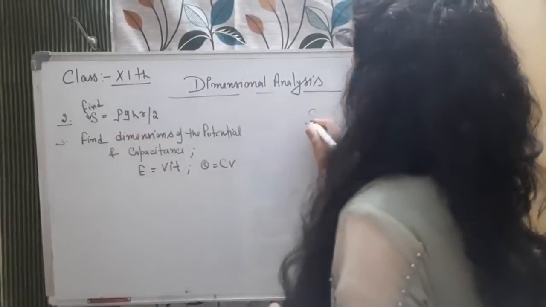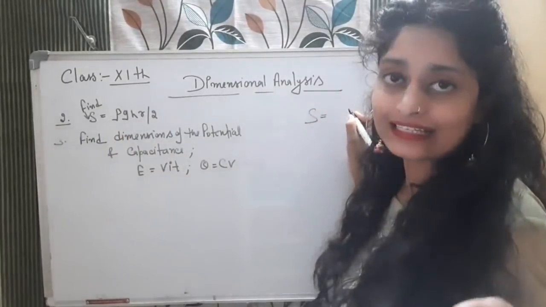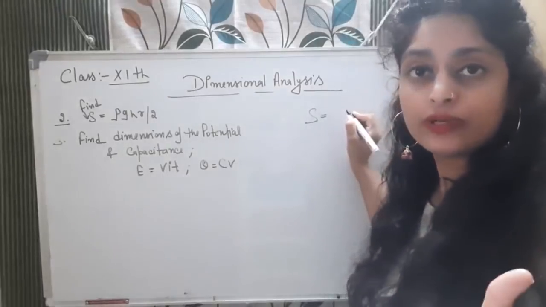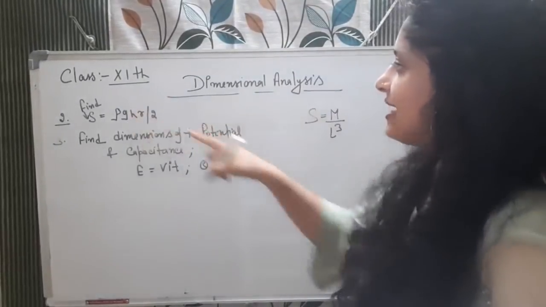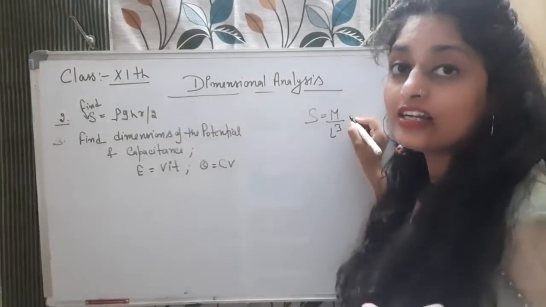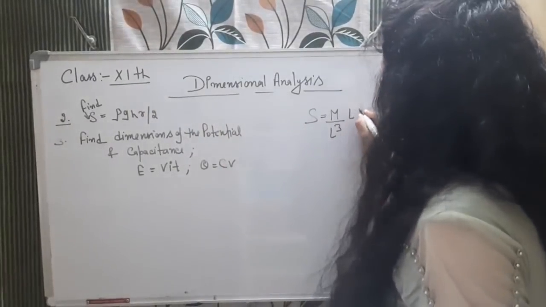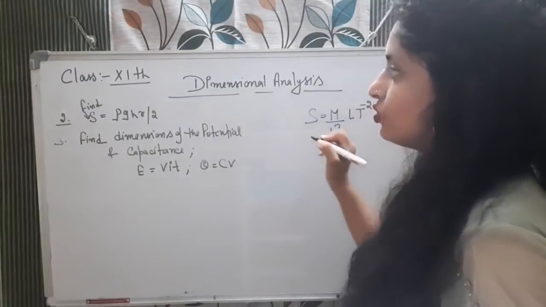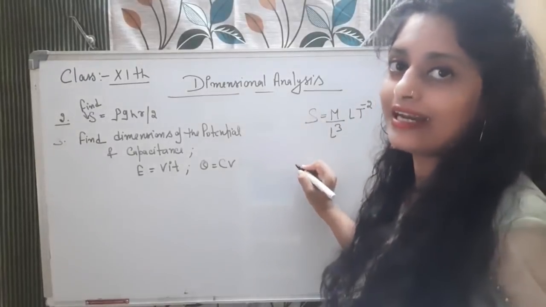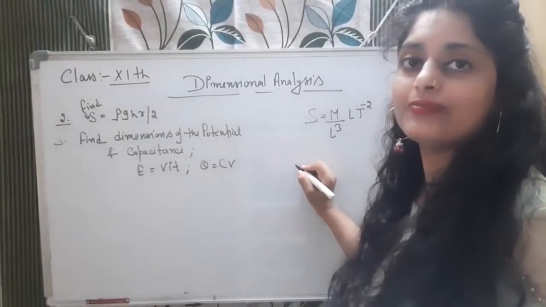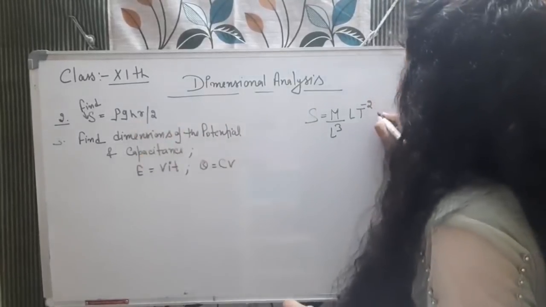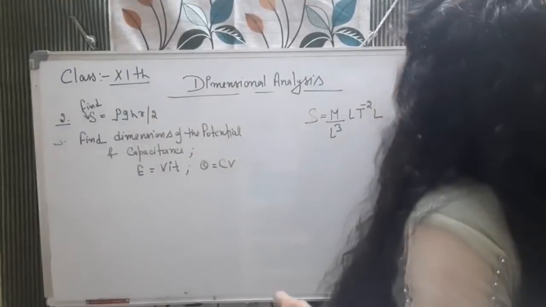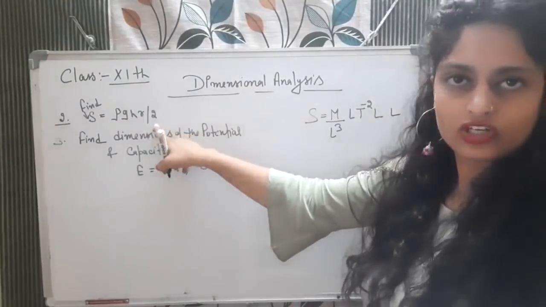Now see, rho is the density, mass per unit volume, so M by L cubed. Now g is acceleration due to gravity. What will be its formula? L T minus 2, because it is velocity divided by time, and velocity is displacement divided by time. So it will be L T minus 2. Now h is height, L, r is radius, L. For 2 there will be no dimensional formula.